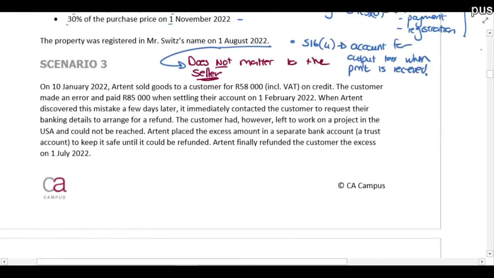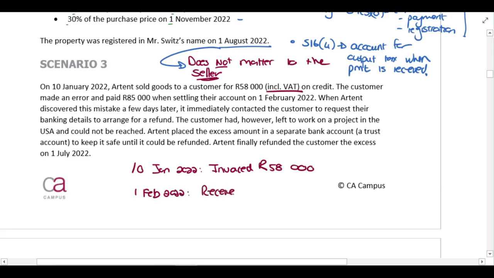Okay, then we have scenario number 3. It says, on the 10th of January 2022, Artent sold goods to a customer for 58,000 rands, including VAT, on credit. The customer made an error and paid 85,000 rands when settling their account on the 1st of February 2022. Okay, so on 10 Jan 2022, you invoiced 58,000 rands, and then on 1 Feb 2022, you received 85,000 rands. So you can see they switched the 5 and the 8 around for the customer.